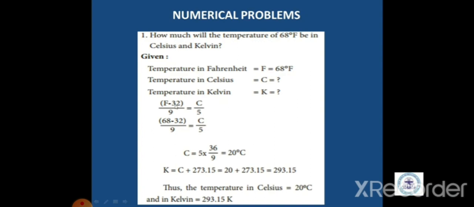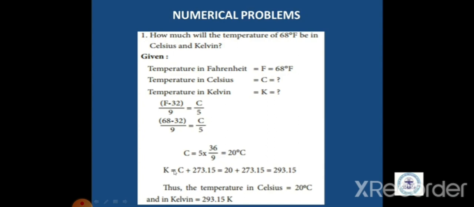(F minus 32) divided by 9 is equal to C divided by 5. Here, 68, which is given in the question, is going to be substituted in the place of F. (68 minus 32) divided by 9 is equal to C divided by 5. When we cross multiply, we get C is equal to 5 multiplied by 36 divided by 9, which is equal to 20 degrees Celsius. Next, we are going to find it in Kelvin.